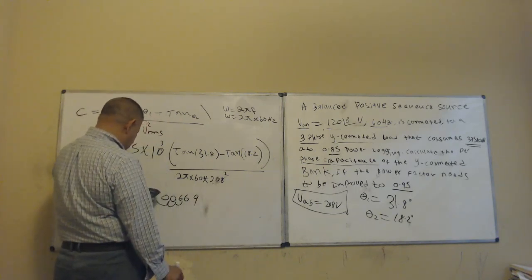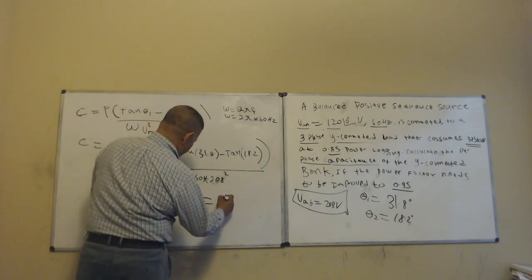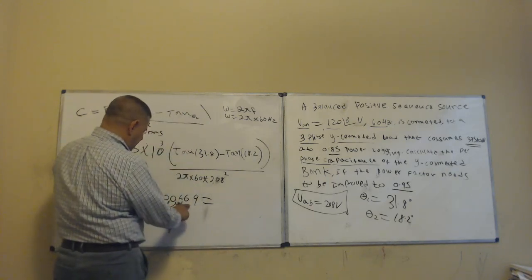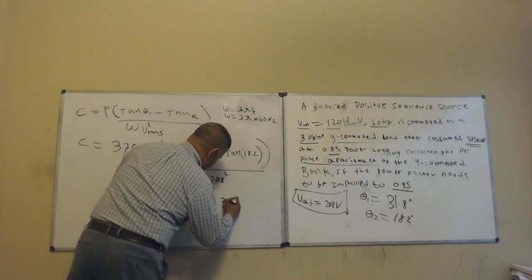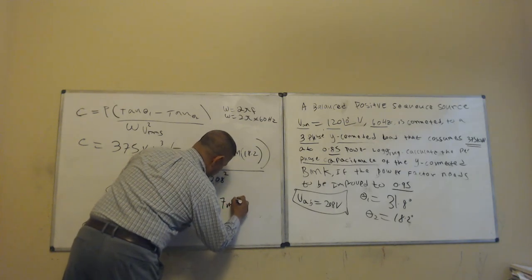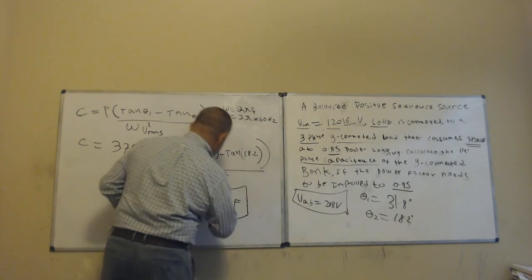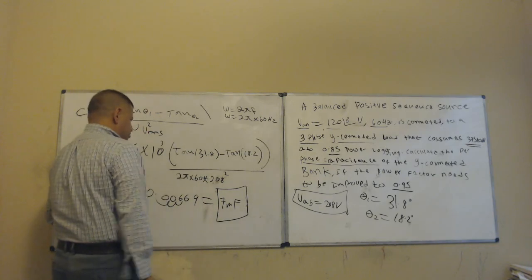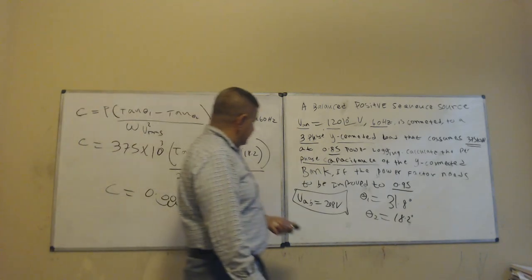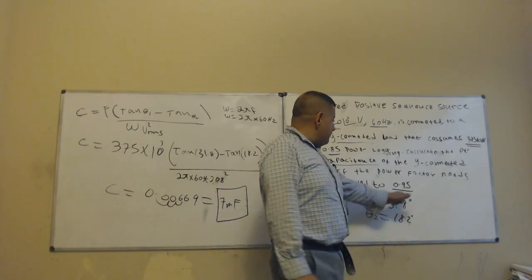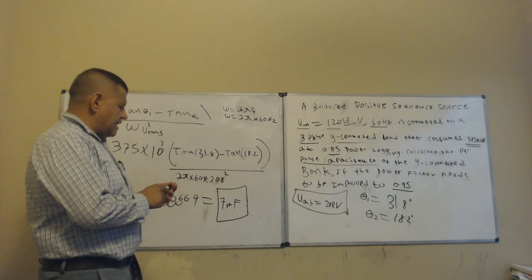So when you do that and you round this up, this is nothing but 7 millifarads, and that is the size of the capacitor that should be connected to this load to increase the power factor to 95, right? So that is the size of the capacitor.